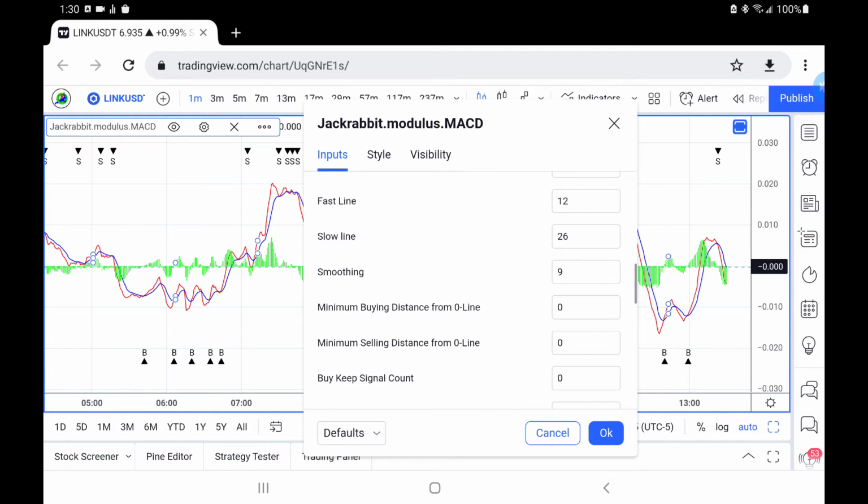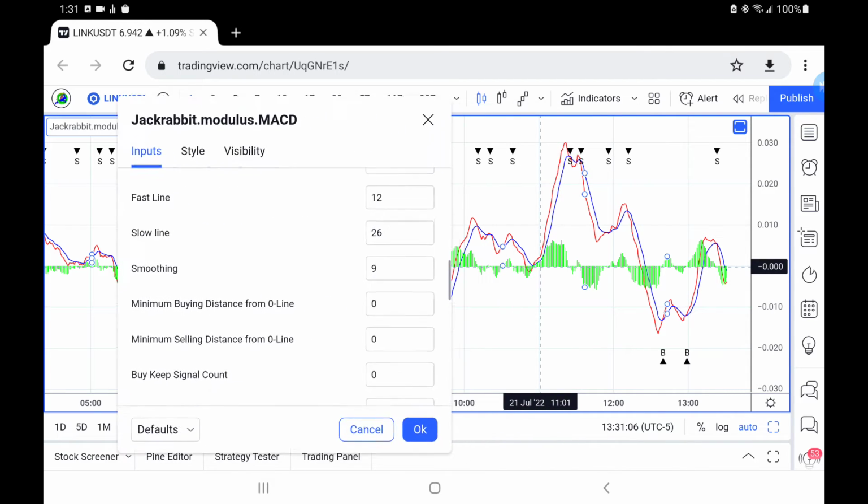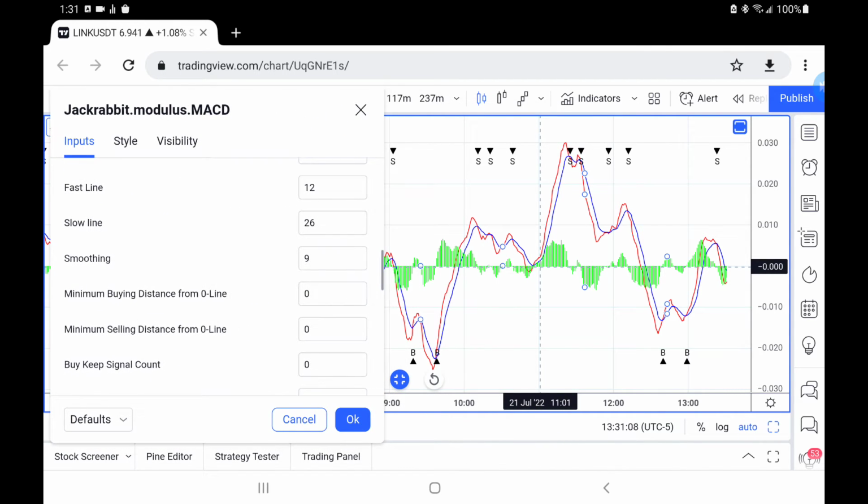But now we get to the additional part. Minimum buying distance from 0 line. That is, how far away can the crossover be from the 0 line in order for you to actually get the buy signal. So let's actually move this over some and start tinkering with some numbers.